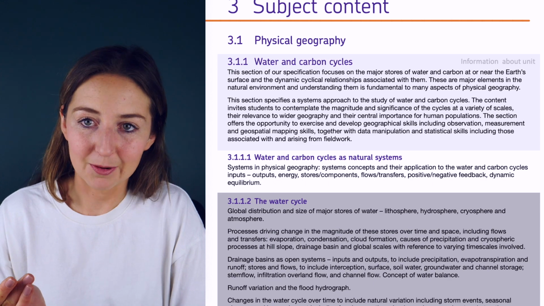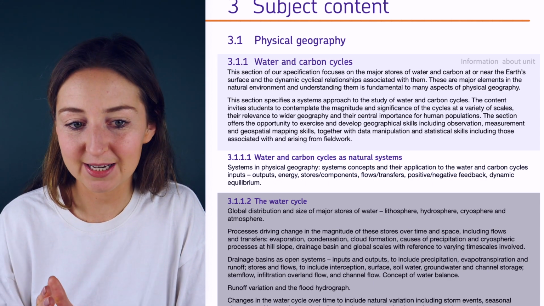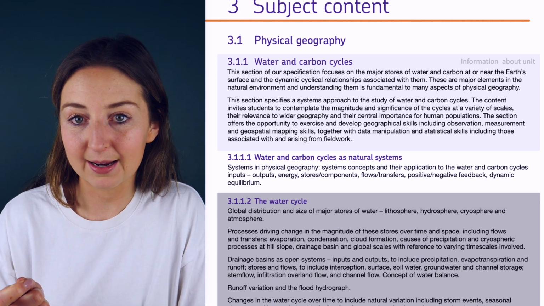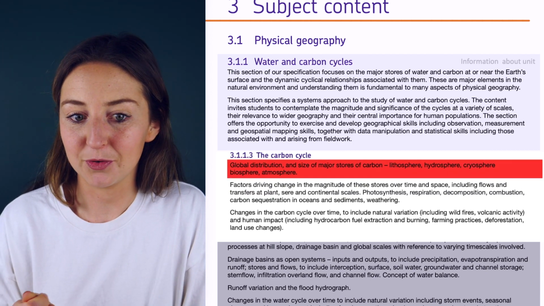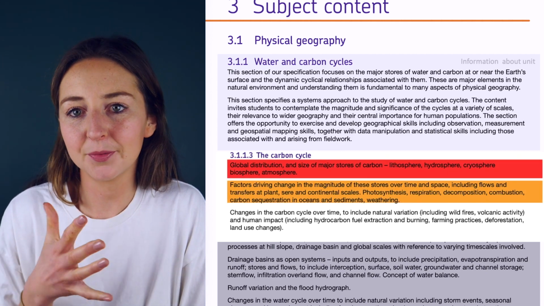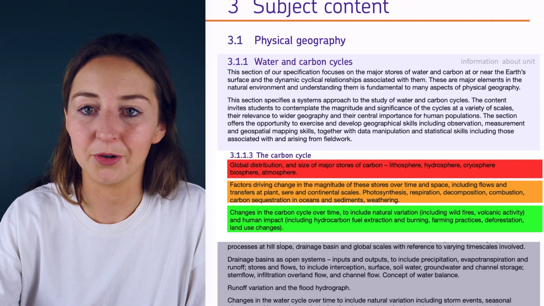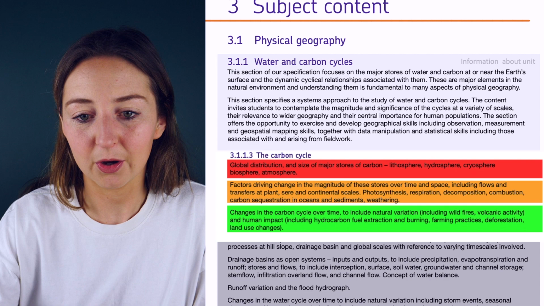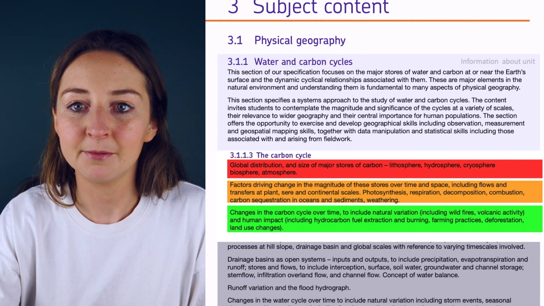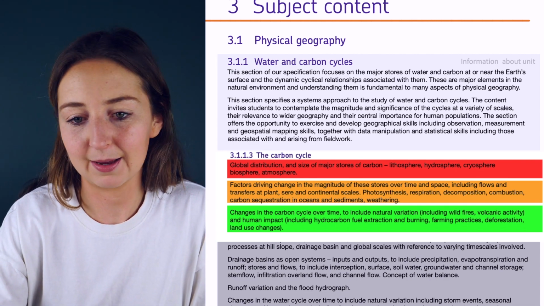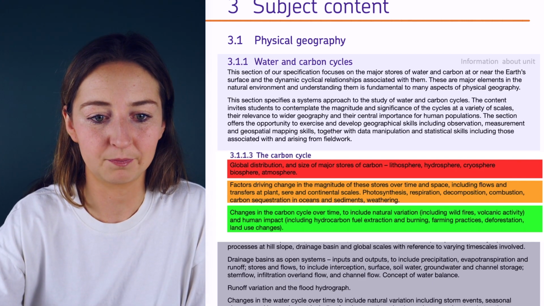And then what I would do now, if you haven't already, is print it out, and then I would RAG it. So red, don't know, you need to revise. Amber, okay-ish. And green, you're confident on. And I would RAG it as you go through. I've got an example here. When you go through and think, oh yeah, I'm good at that, green or red. Okay, so definitely do that for the little sections.